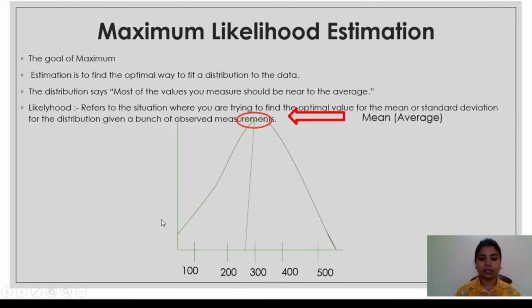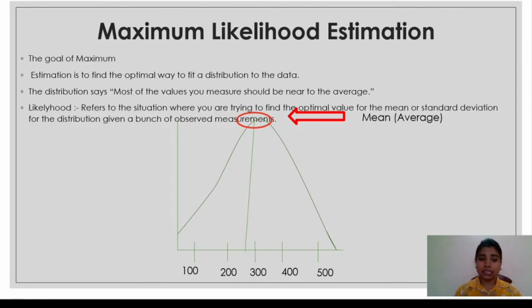So here we have one graph. We will consider this graph for our estimation method. Some data is given, that is 100, 200, 300, 400, 500 with different weights, and we have distributed them as 100, 200. After that, our goal is to find the optimal way to fit this distribution on the given data. So we have to find the optimal way to fit the distribution, that is 100, 200, on the given different weights.